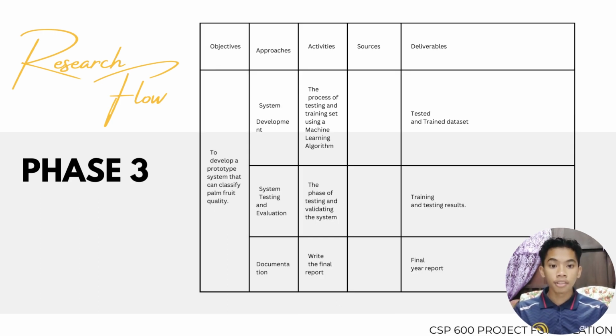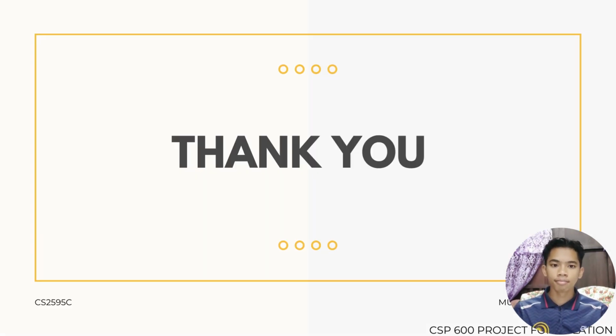Now we are going to the last phase, phase 3, where we focus on the third objective, which is to develop a prototype system that can classify palm fruit quality. In this phase, in system development, we are going to do the process of testing and training using a machine learning algorithm. We are going to test and evaluate the system, and we are going to do some documentation. That's all from me for the presentation. Thank you.